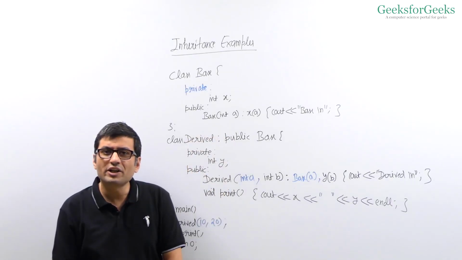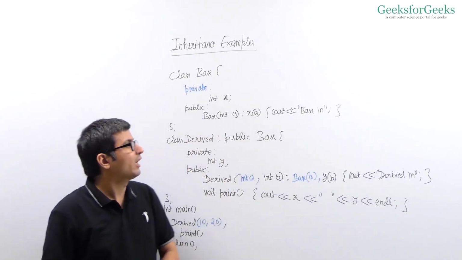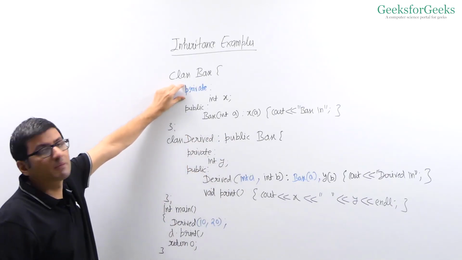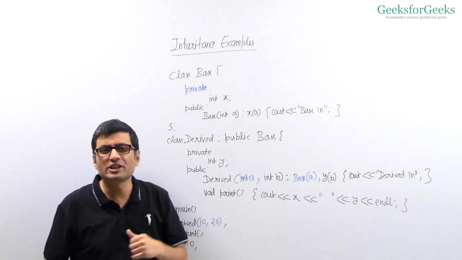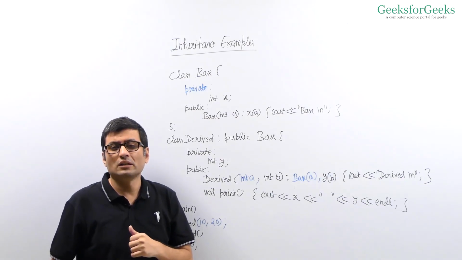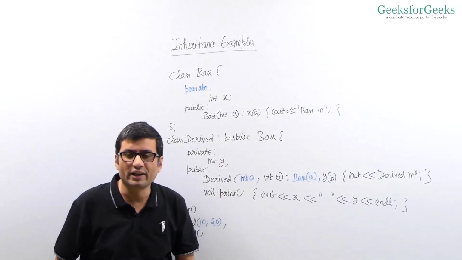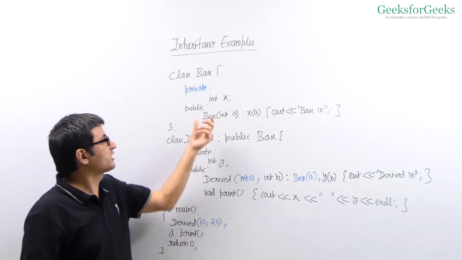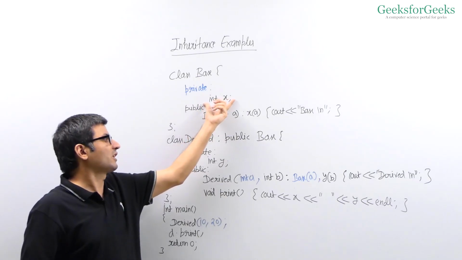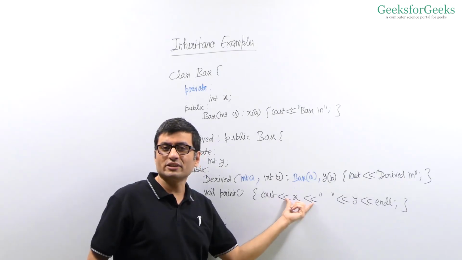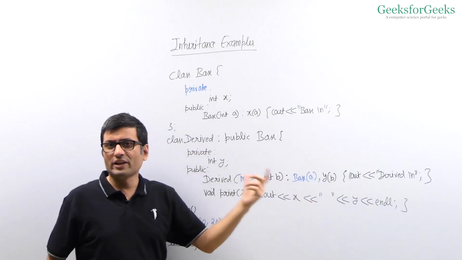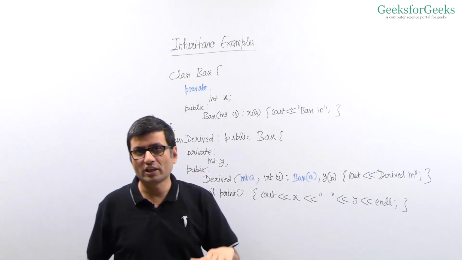So I have modified the previous program again. I have replaced protected with private. Rest of the things are same. Now, can you guess the output of this program? This program will not compile now. Why? Because this x is private in the base class and your derived class function tries to access x. So whatever is private cannot be accessed outside the class.